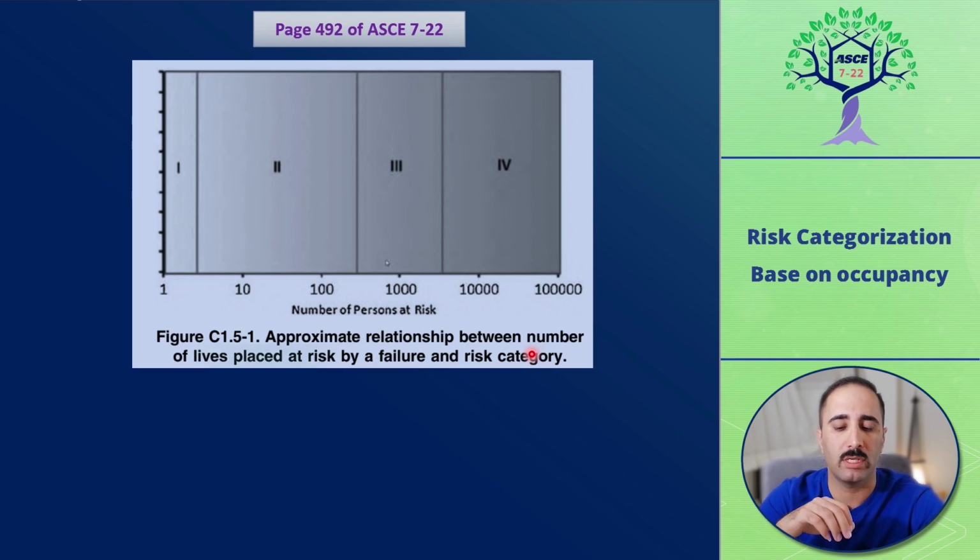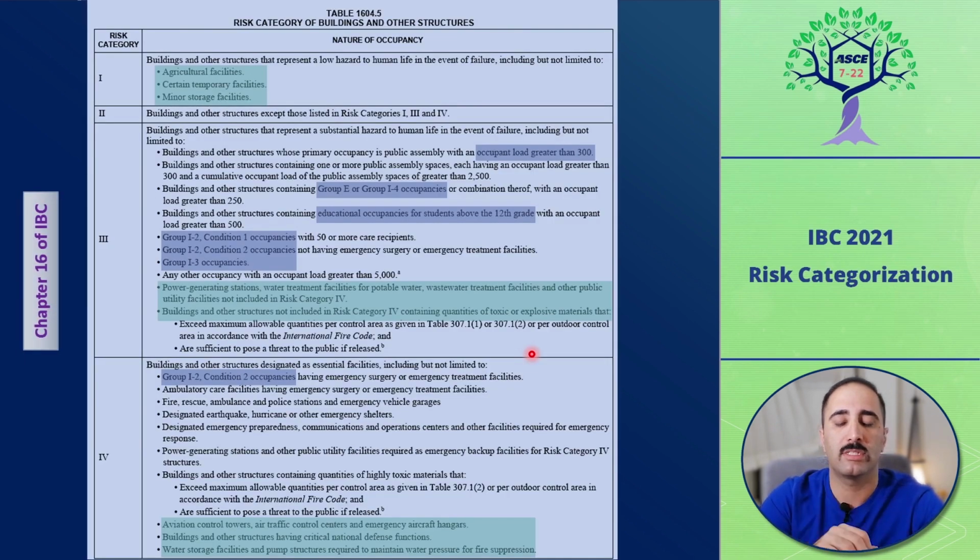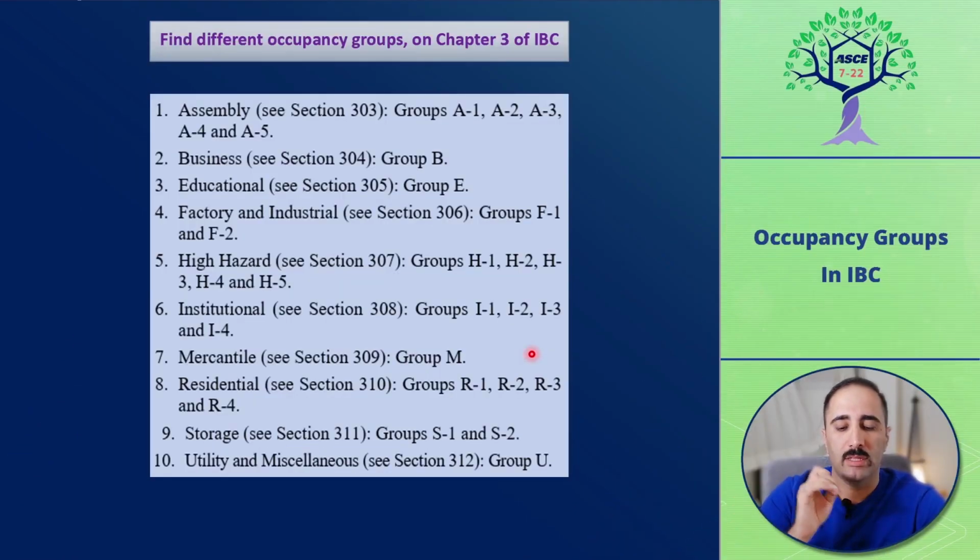For more detailed information about occupancy risk categories, you can refer to Chapters 3 and 16 of the IBC 2021 code. Here I have brought Table 1604.5 from Chapter 16. As you see in this table, there is much more information and examples about different risk categories, and I have highlighted some of them. Moreover, there are some groups that belong to different risk categories in this slide. I have listed different building risk categories according to Chapter 3 of IBC. For more details, you'd better refer to this standard and read more about them.